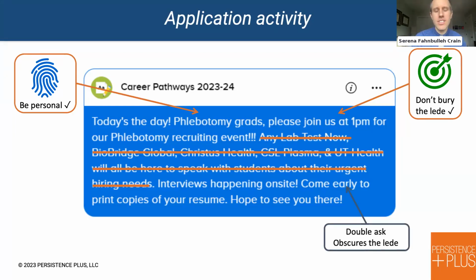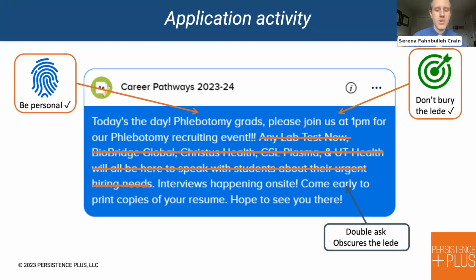Second thing I notice is that there's a double ask here. Please join us at 1, but then also come early to print copies of your resume. So now you've asked two things, which could obscure the lead, like what's really going on here, and create some ambiguity. My first thought, if I got this message, was: does early mean before 1 o'clock, or does early mean after 1 o'clock, but maybe in the first 15 minutes or so, so I can do printing and then talk to all of these employers?